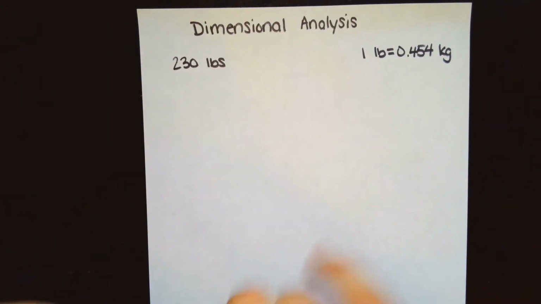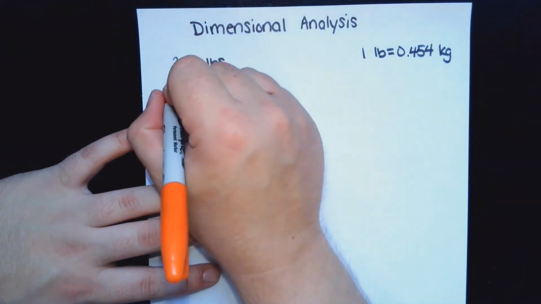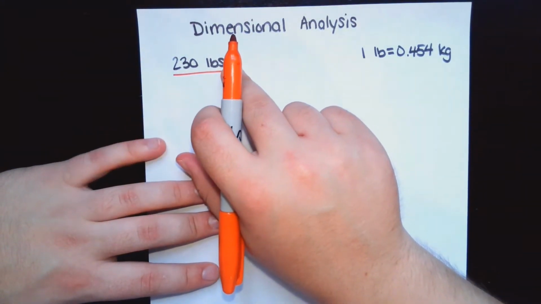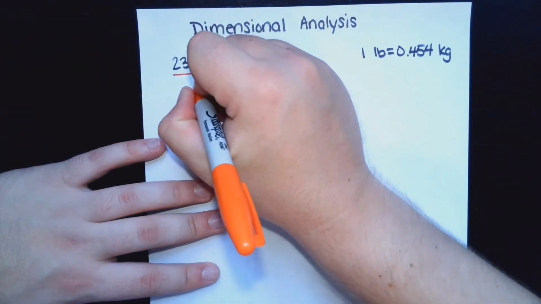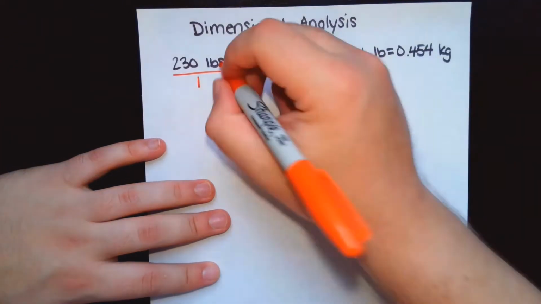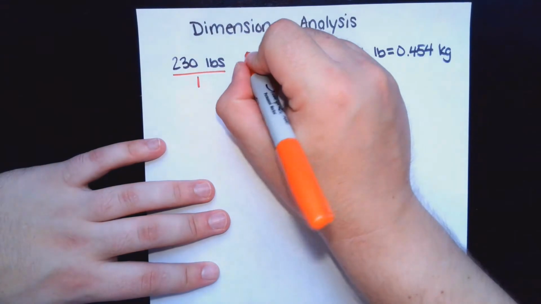So let's say we want to, anytime you have a unit like this, pounds, that is not a fractional unit, you can basically think of that number as being over 1, right? So it's like taking 230 pounds over just 1. Now, if we don't know how to set up this conversion factor, let's try it.